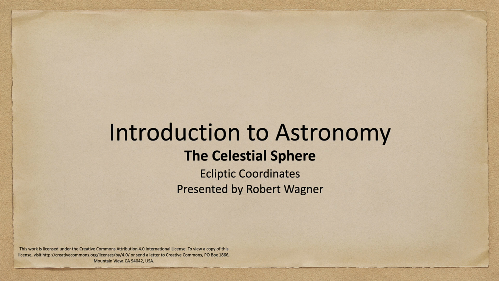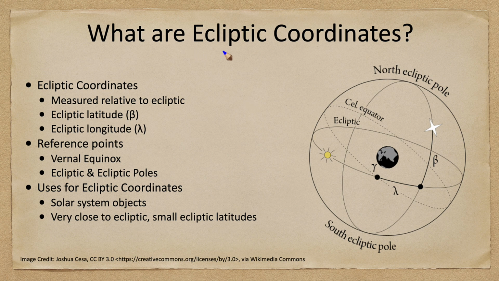In this week's discussion on the celestial sphere, we are going to talk about ecliptic coordinates and see how they can be used to measure positions. So what are ecliptic coordinates? Well, they're another way of measuring positions. And we've talked about right ascension and declination previously. Those were measured relative to the celestial equator and the celestial poles. The ecliptic coordinates, on the other hand, are measured, as you might guess from the name, relative to the ecliptic.